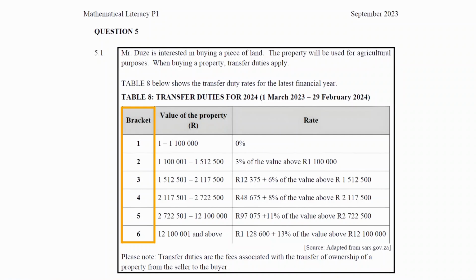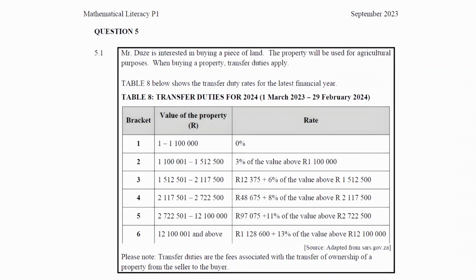Now, the first column lists the brackets for each range of property value. The second column lists the range of values for the property in rands, and the third column lists the rates for each bracket. Now, there is a note that states that transfer duties are fees associated with the transfer of ownership of property from the seller to the buyer. In other words, transfer duties are taxes paid to the government by the buyer when the property changes ownership from the seller to the buyer, and it's calculated on the value of the property.